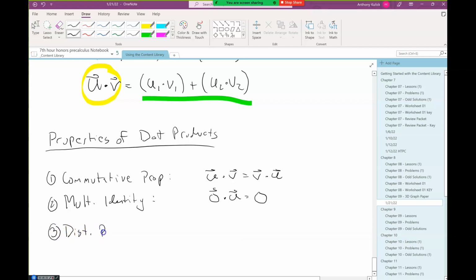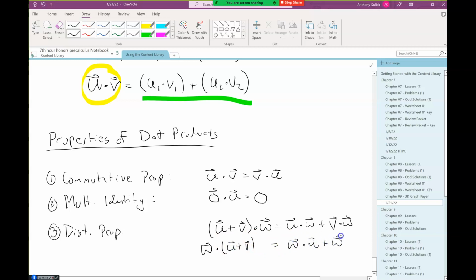There's a distributive property. By that we mean that u plus v dot w is u dot w plus v dot w. Or if you did the w in front, we'd say that w dot u plus v is w dot u plus w dot v.